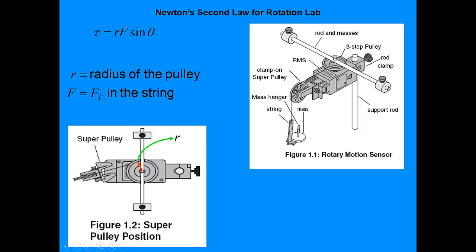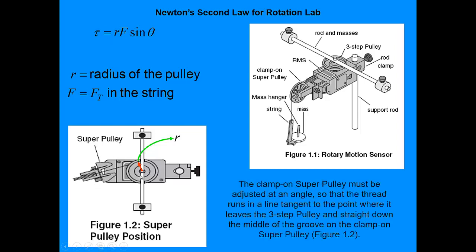That should be the way it's set up now, but if you need to move things around, you should tilt it that way. So the thread runs tangent to the point where it leaves the three-step pulley, the biggest pulley on there, and straight down the middle groove of this pulley. Now that means if the string is tangent, then what's the angle? The angle is 90, and the sine of 90 is 1. So we can calculate the torque if we take the radius of the pulley times the force of tension in the string. That doesn't seem so tough.